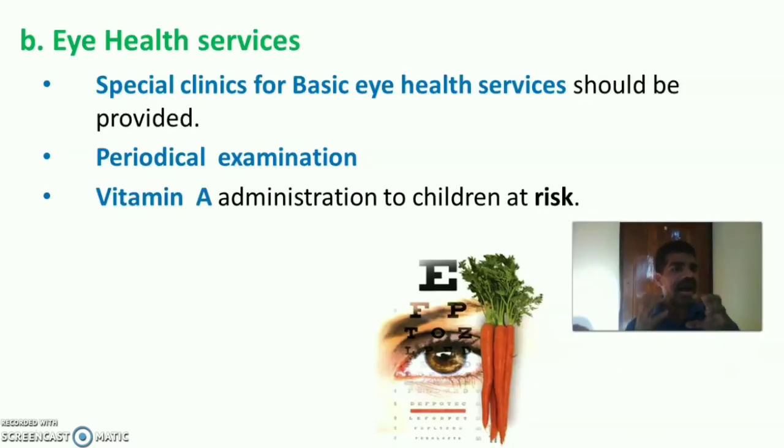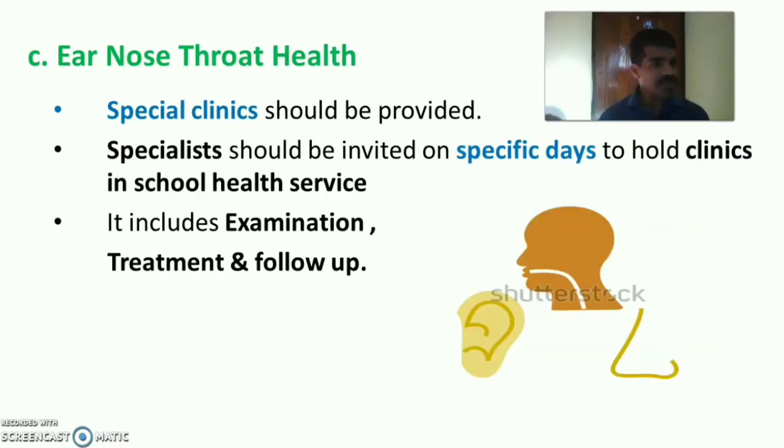Second special service is eye health services. A special clinic for basic eye health services should be provided, and there should be periodical examination of the eyes, and moreover vitamin A supplementation to children at risk of vitamin A deficiency. Then the third special service, ear, nose, throat health. A special clinic should be provided for ENT services. Specialists should be invited on specific days to hold clinics in the school, which must include examination, treatment and follow-up services in special areas like ear, nose, throat health services to the school children.